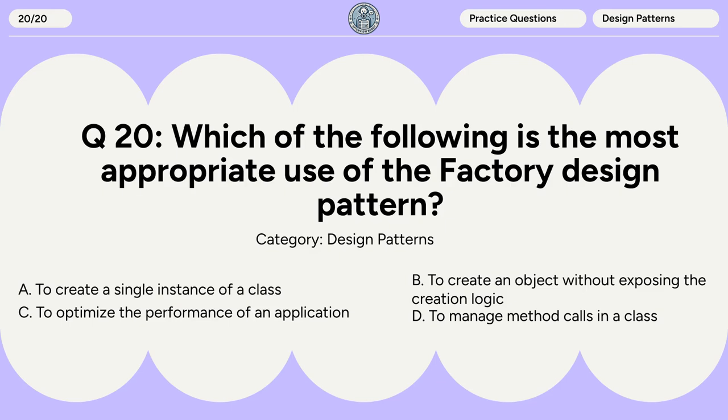Question 20. Which of the following is the most appropriate use of the factory design pattern? A. To create a single instance of a class. B. To create an object without exposing the creation logic. C. To optimize the performance of an application. D. To manage method calls in a class.